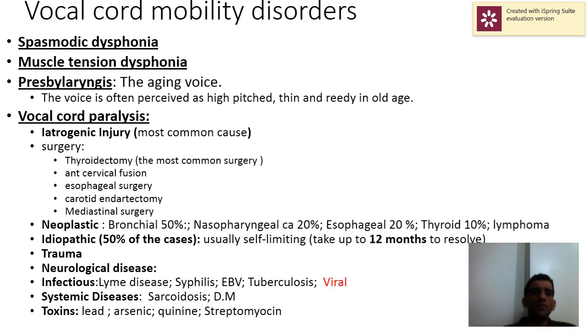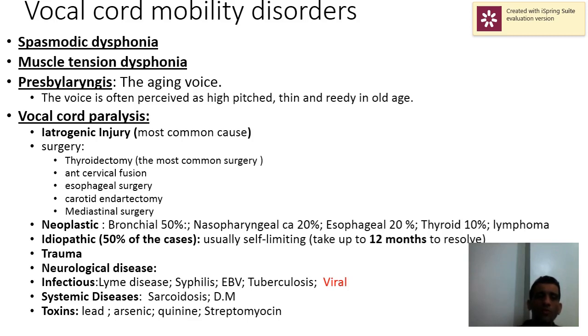Vocal cord mobility and vocal cord disorders. One of the important topics we will talk about is vocal cord paralysis. The most common cause of vocal cord paralysis is iatrogenic injury following surgery. The most common is thyroid surgery, as we know from the recurrent laryngeal nerve pathway in thyroid anatomy. Also, injury of the recurrent laryngeal nerve and the vagus nerve in anterior cervical fusion surgery, carotid endarterectomy, and mediastinal surgery.